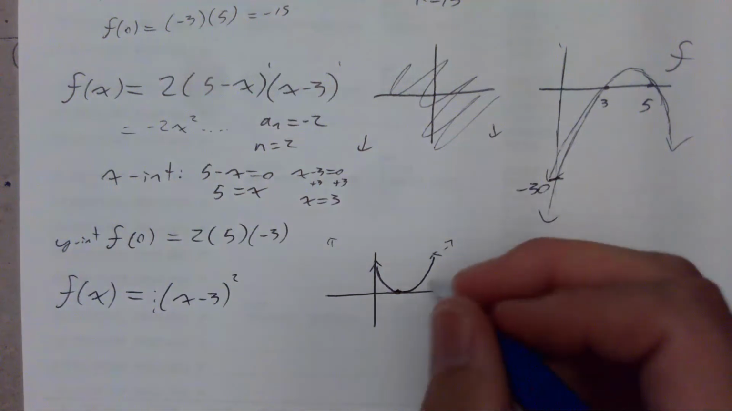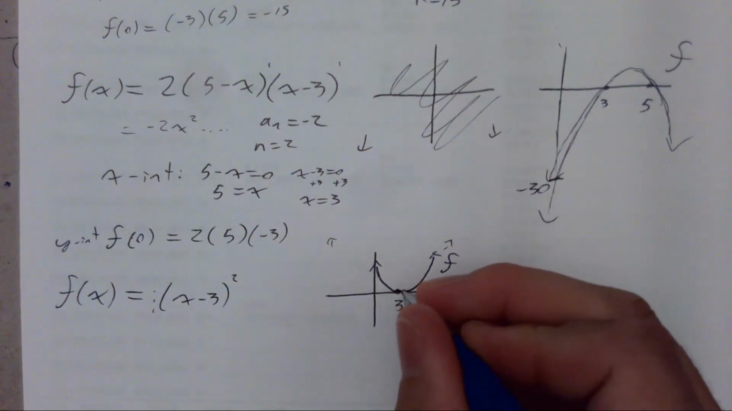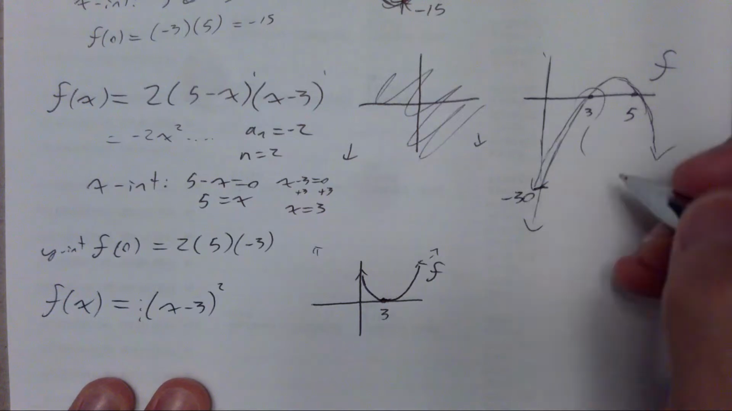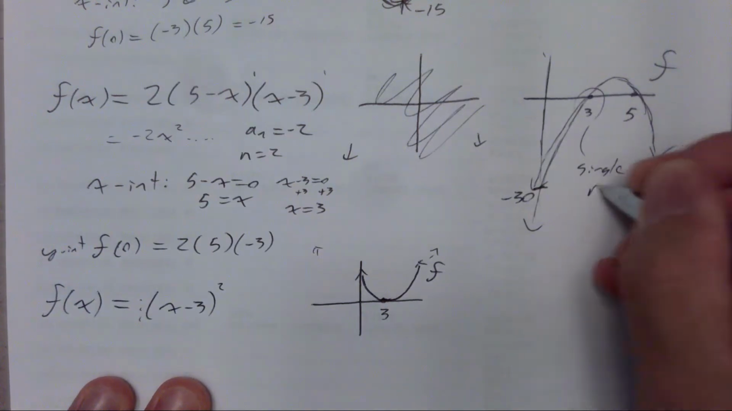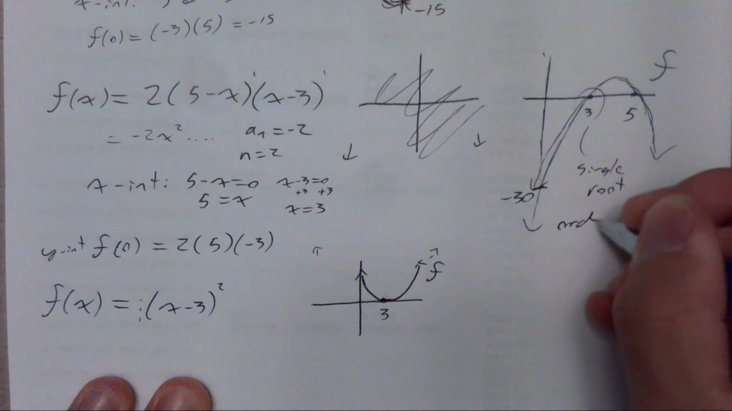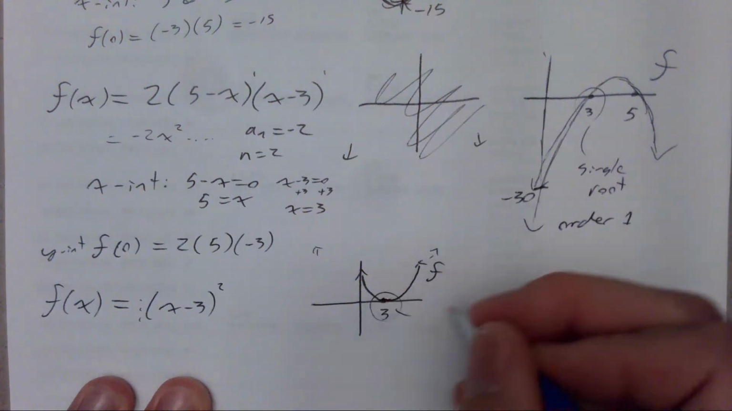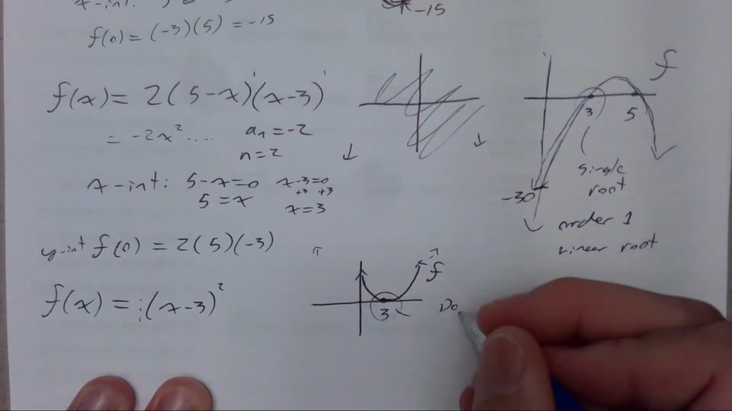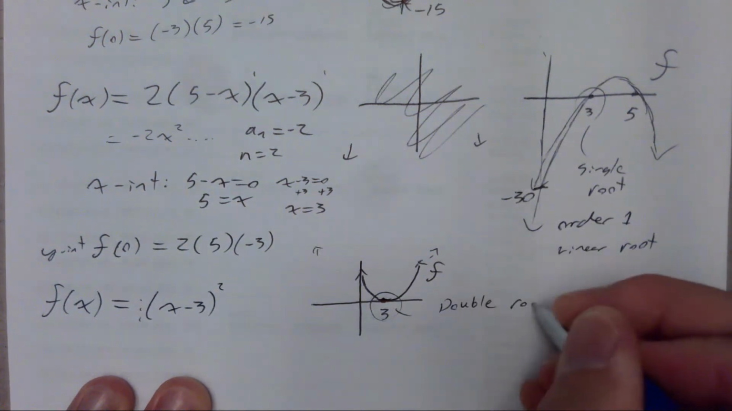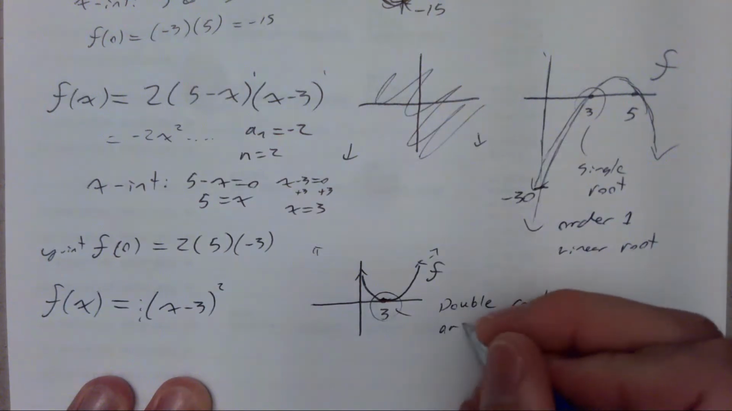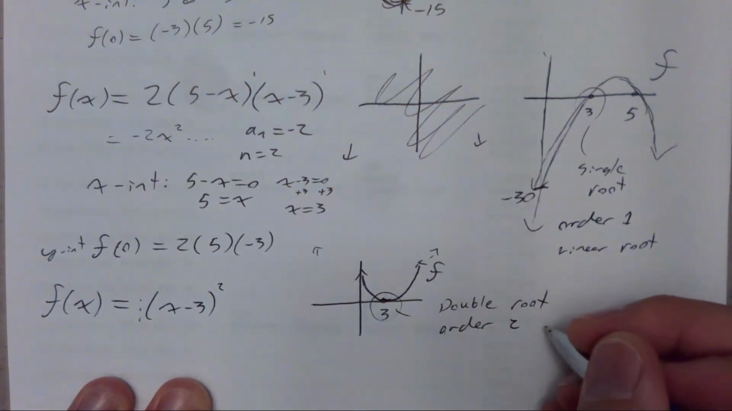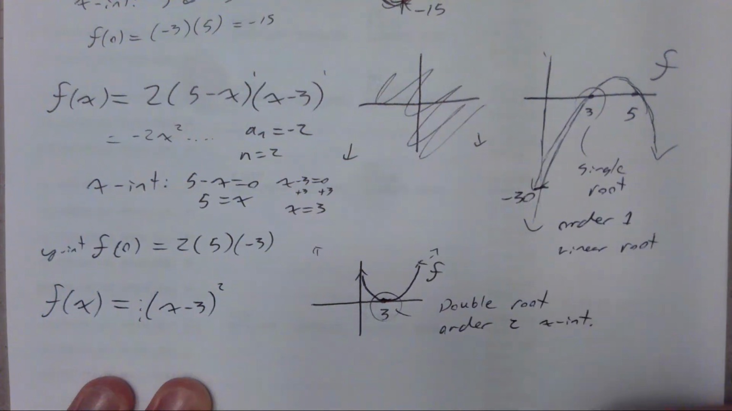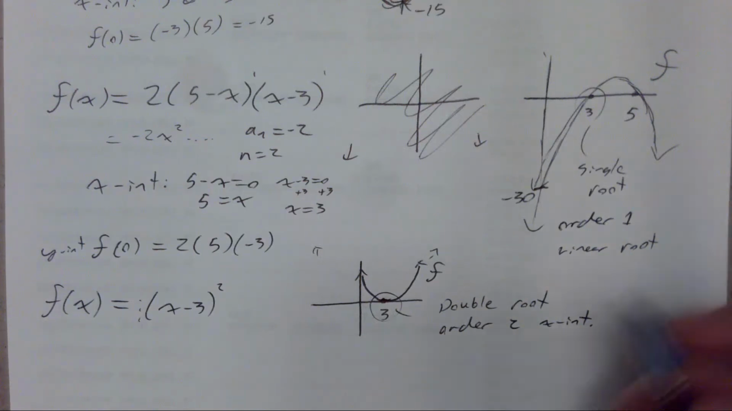quadratic to me. We have what we call, not a single root or an order 1 root, but a double root or a quadratic root. A double root or an order 2 x-intercept or root if you like. Don't call it a degree 2 root because we save the word degree for the function itself. I'll show you that later.